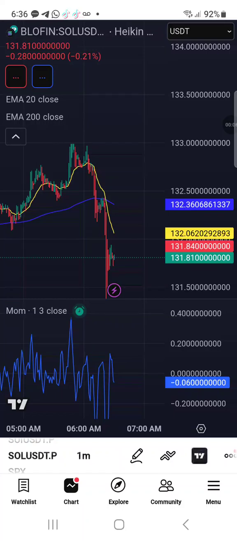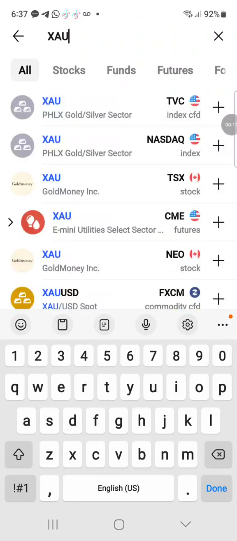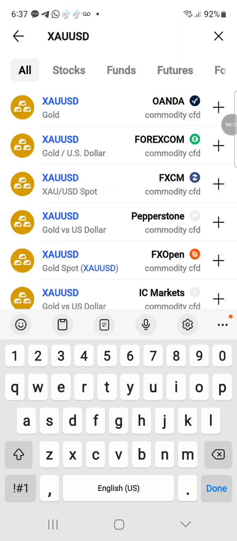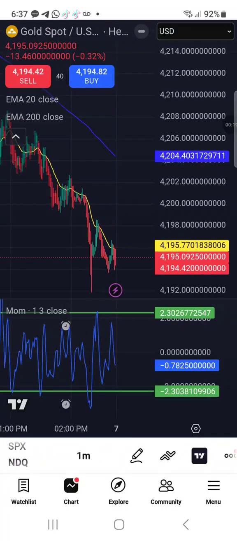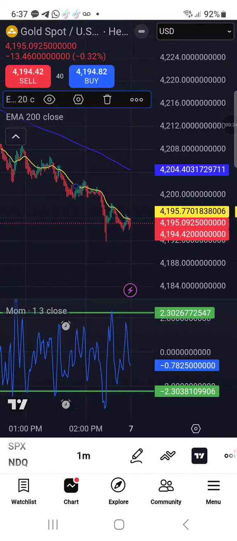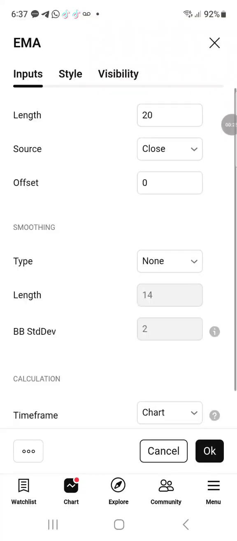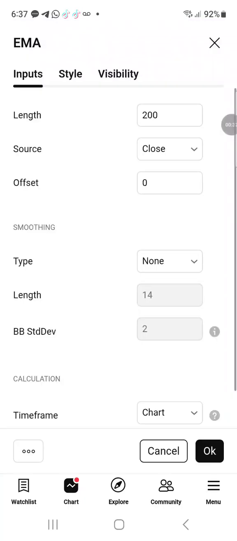Okay, you want to trade gold. This is gold. You want a 20 EMA and a 200 EMA.